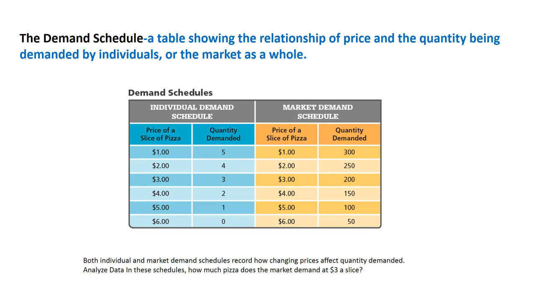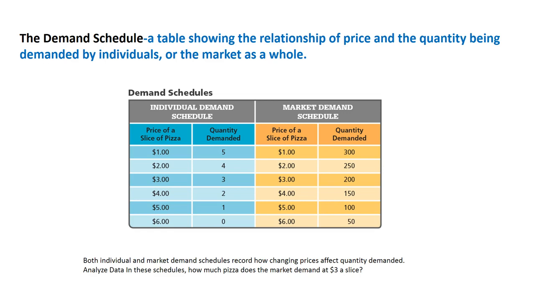Now, if I want to look at more than just an individual, but look at the entire market and what's being demanded in a market, then on the right side you see a market demand schedule. And so the same prices for pizza, but you'll see the quantity demanded is a lot higher when you consider more than one buyer. So you have 300 for $1 a slice, all the way up to 50 slices being demanded at $6 a slice.